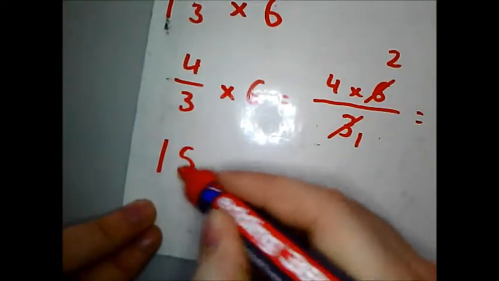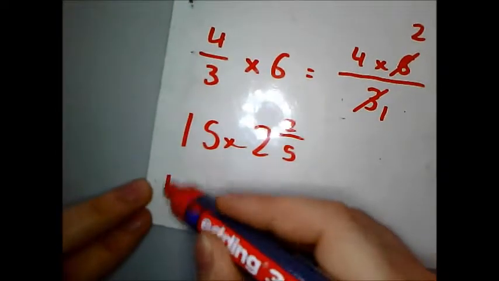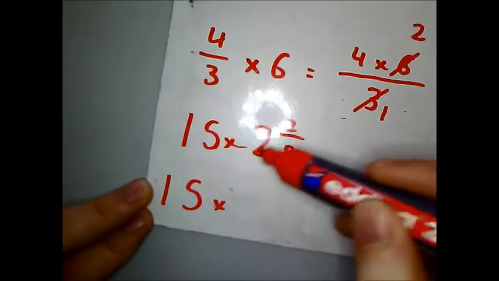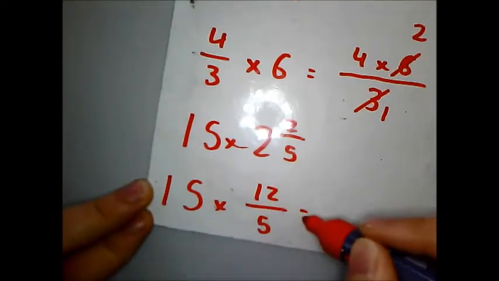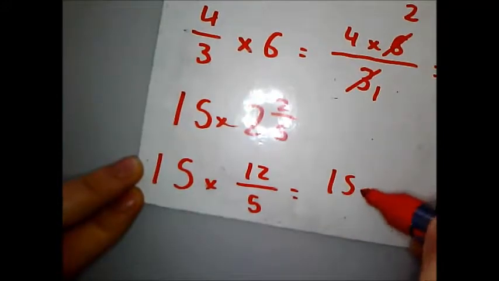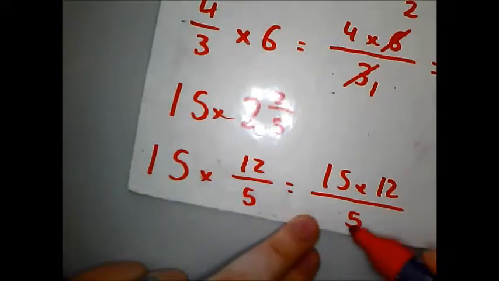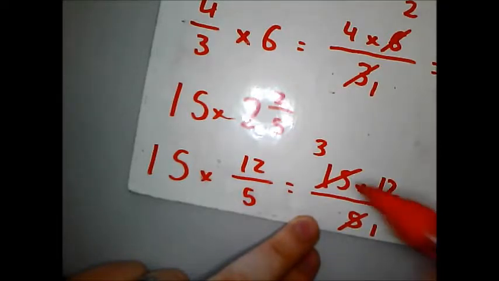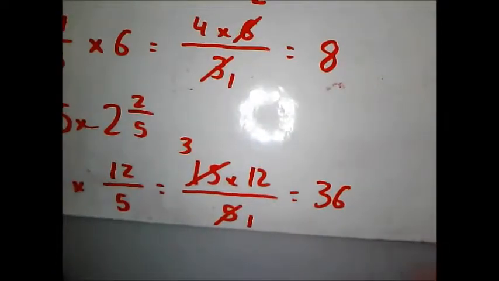And the final question, 15 times 2 and 2/5. So again, that's going to become 15 times, so each whole is split into 5 pieces, so that's going to be 10 pieces, plus the 2 pieces here, so that's going to be 12 over 5. And now 15 times 12 all over 5. So again, I can spot common factors here. Divide that by 5, I get 1. Divide that by 5, I get 3. And then 3 times 12, 36. Excuse me. And that's section 1 finished.